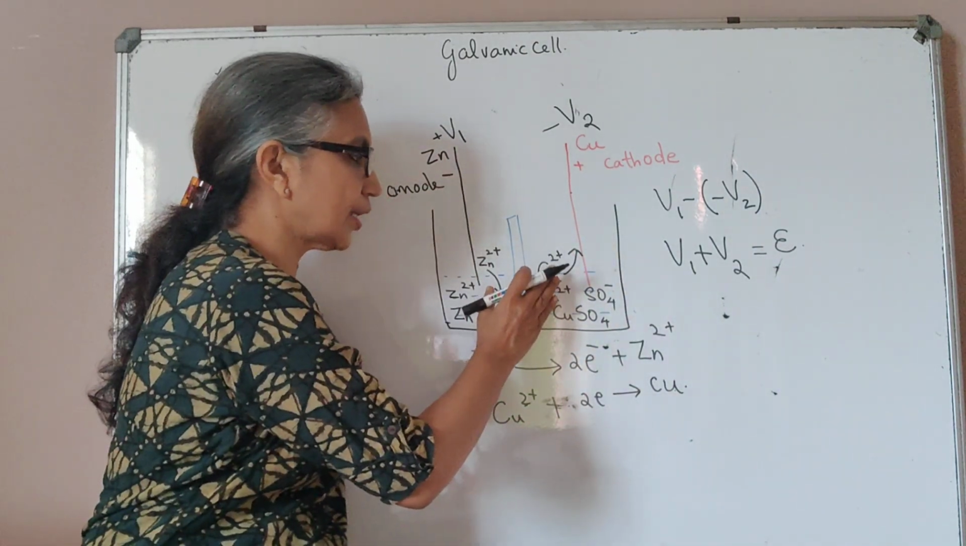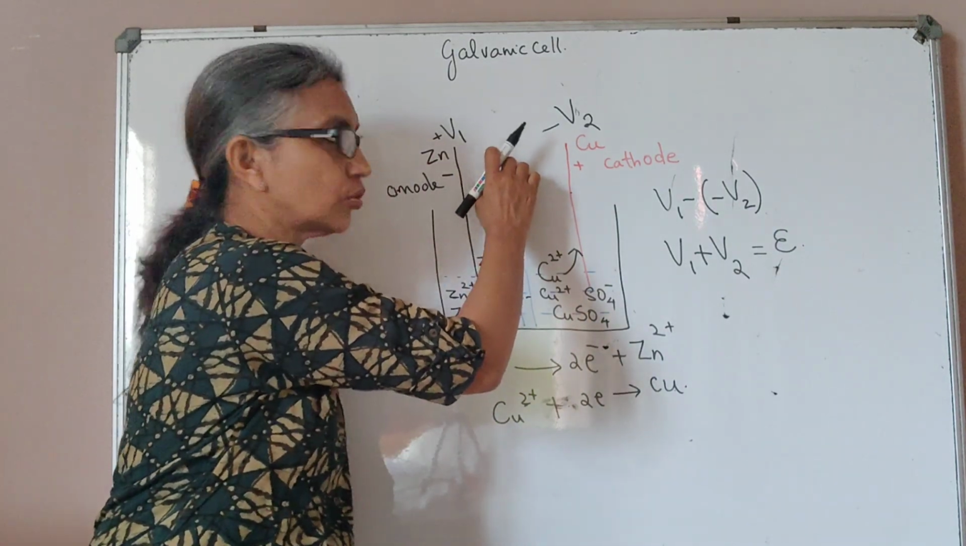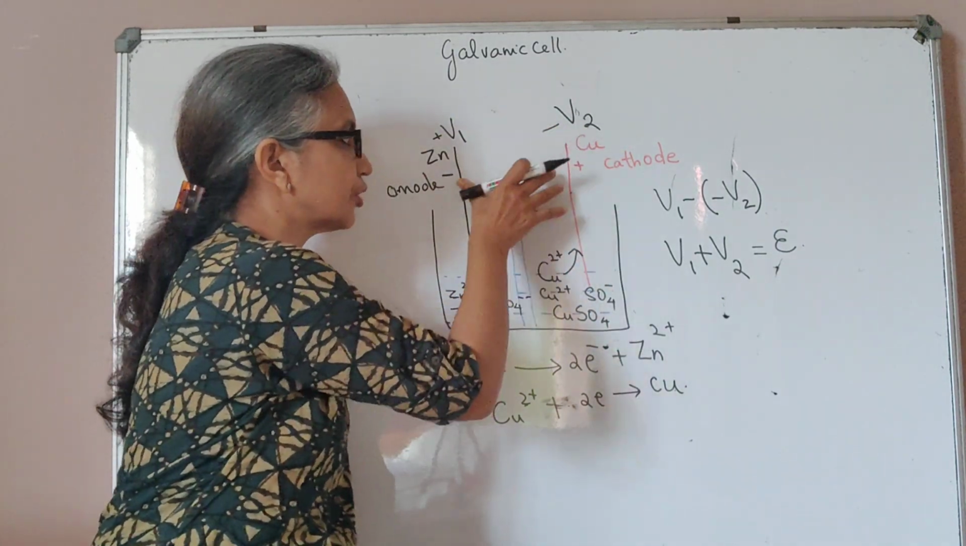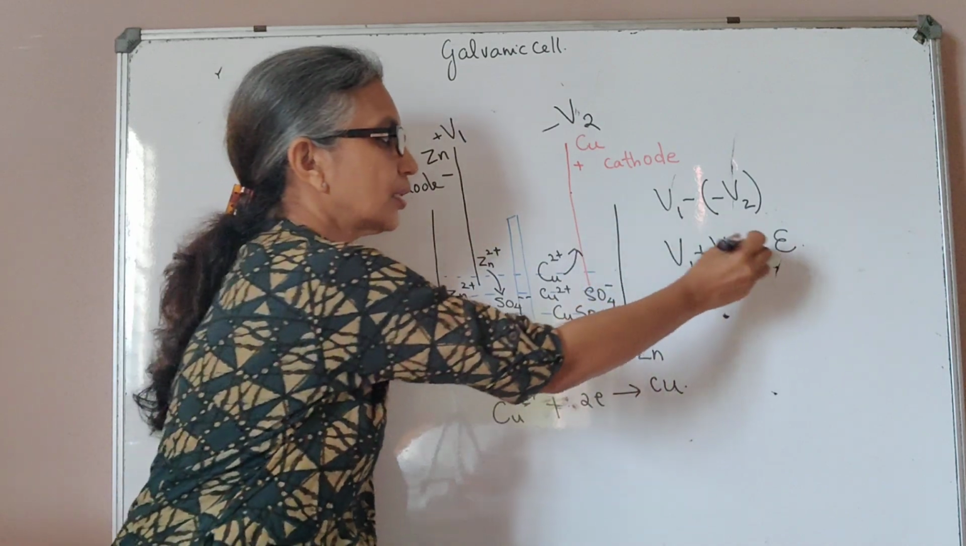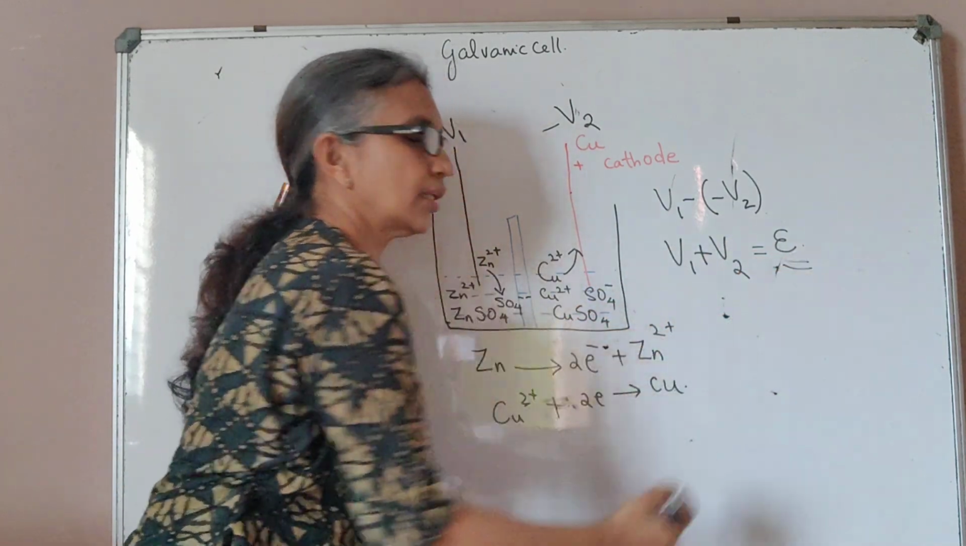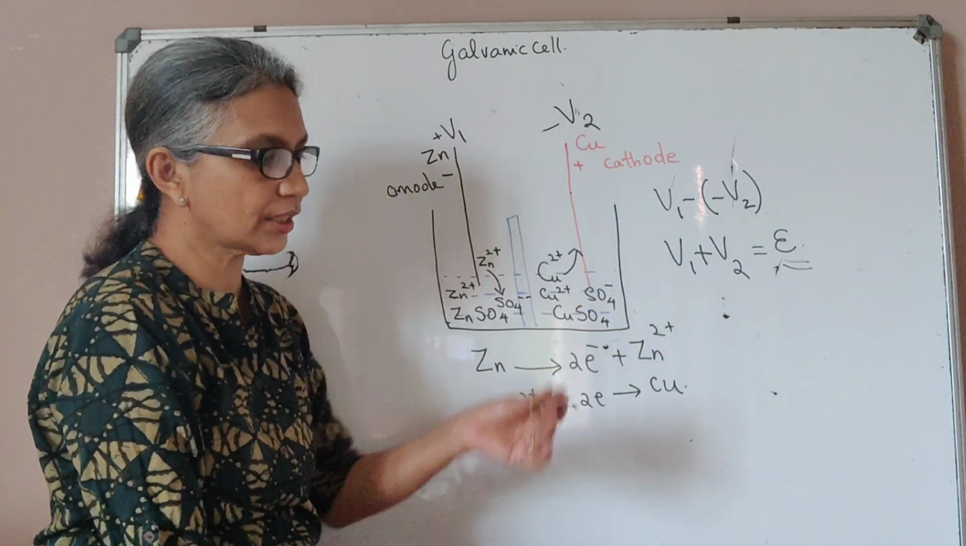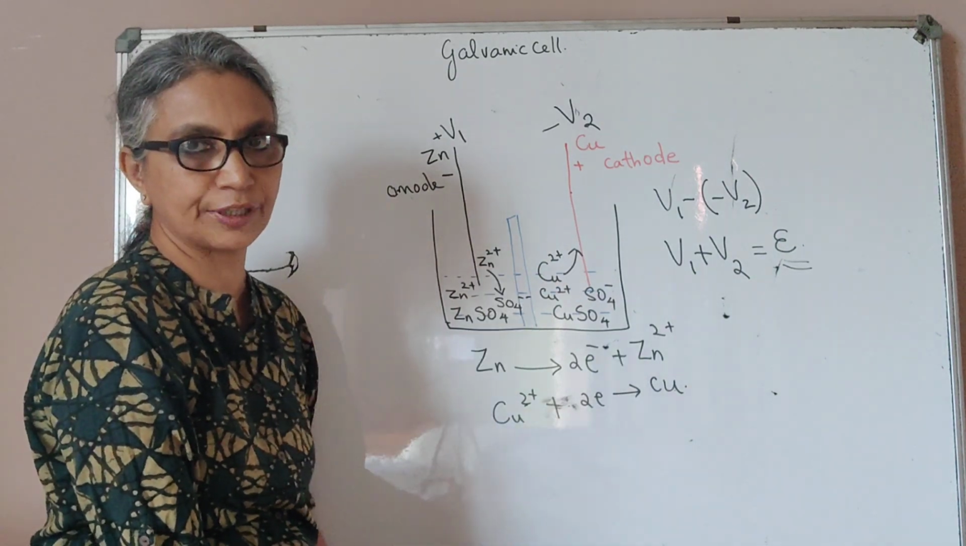And when the cell is not carrying current, that is, when it is an open circuit, whatever is the potential difference between the two electrodes, that is what I call the EMF of the cell. And that is what has been printed as 1.5.